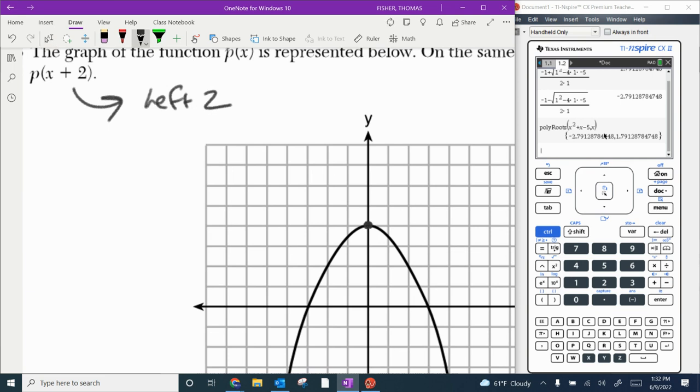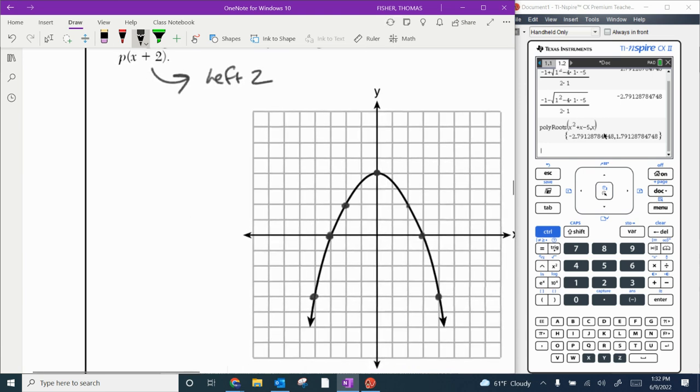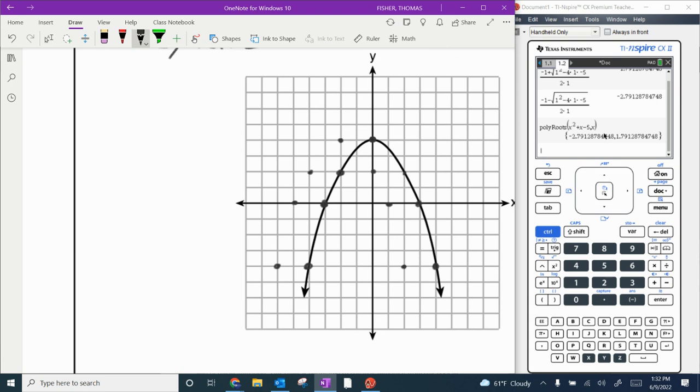I'm going to find some key points like this vertex here, this point here, this point here. The more points you use, the more accurate you are. So I'm going to find a whole bunch of the original, and I'm going to move each of those points left 2 to make my new function. So every one of those dots, I'm just moving 2 to the left. And then that is the new one. This is P of X plus 2.